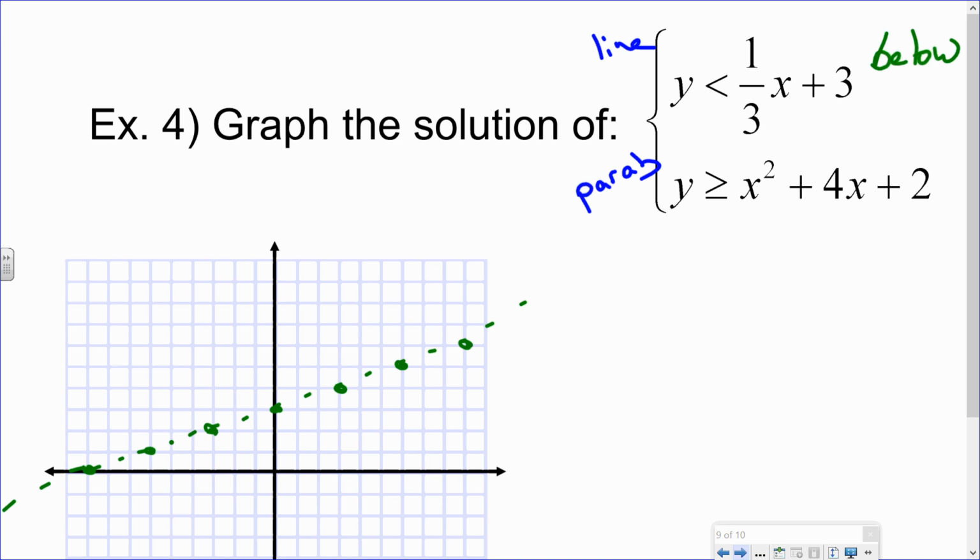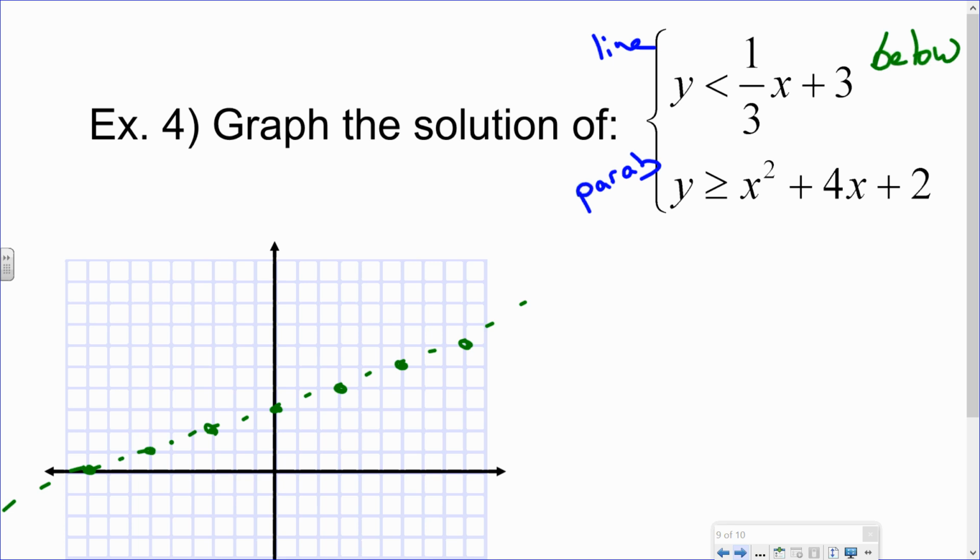The other way you can figure it out is you can do test points. You're going to pick a point, and if it makes the inequality true, you shade that side. If it makes it false, you shade the other side. So let's suppose that I picked 0, 4. If I plugged 0 in for x, 4 in for y, I'd have 4 is less than 3.